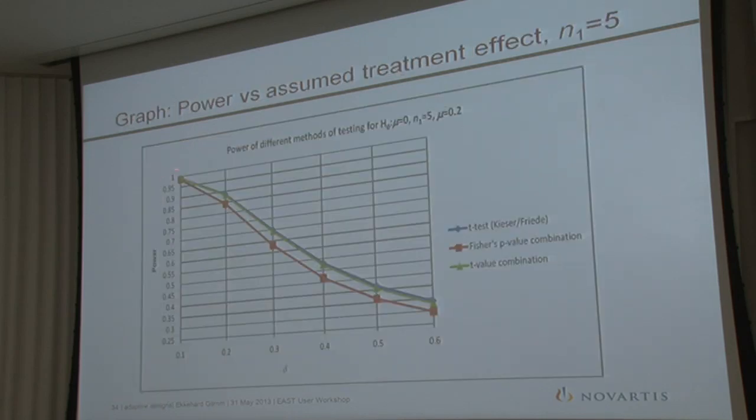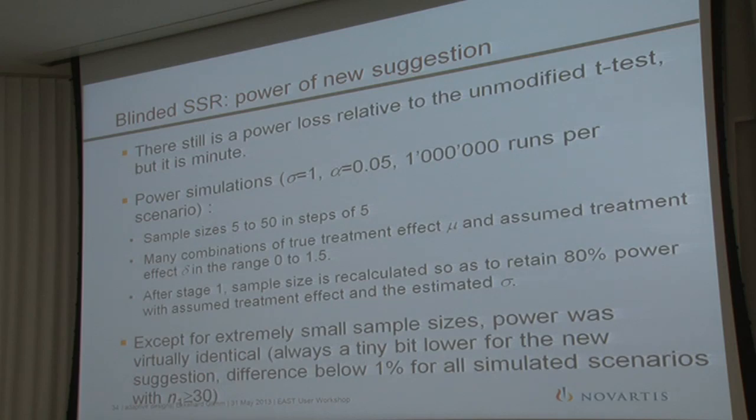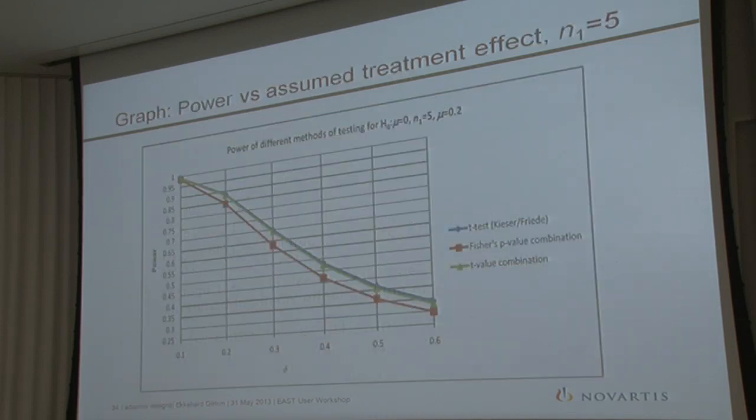That is the reason why these curves are going down, because the true treatment effect is kept constant, but you assume more and more of a treatment effect, so you go with lesser and lesser stage 2 sample sizes on average in this. But in this case, I really wanted to see how this suggestion behaves relative to a combination p-value approach or to an approach that does the t-test at the end without any modification for the sample size re-estimation.